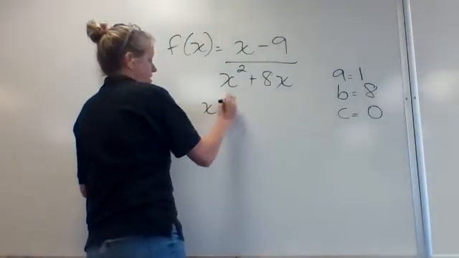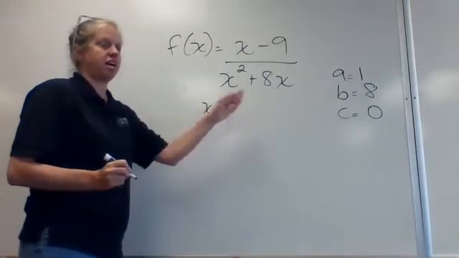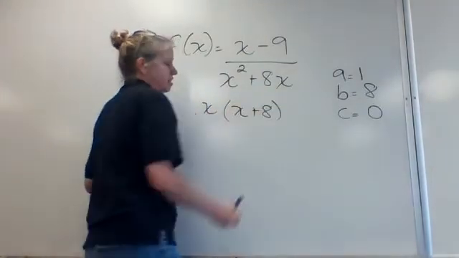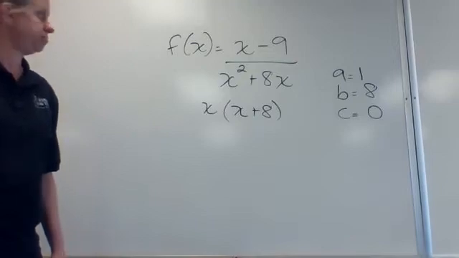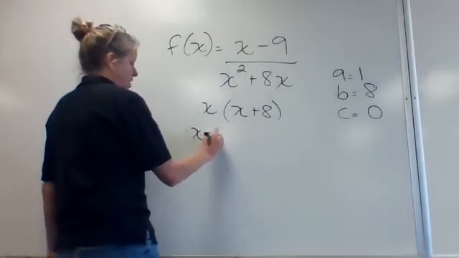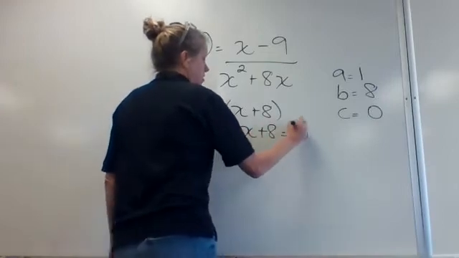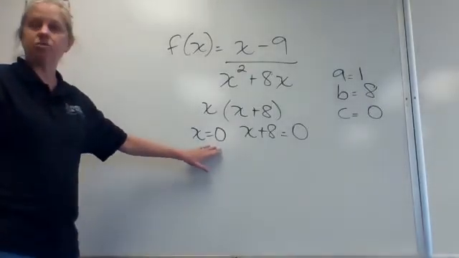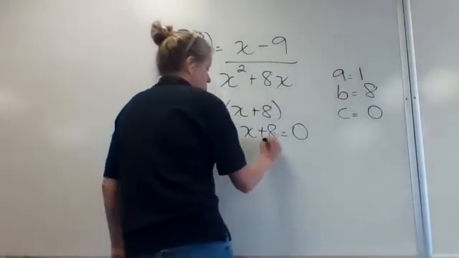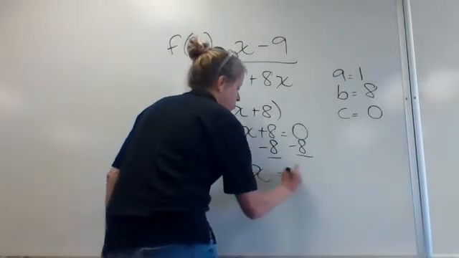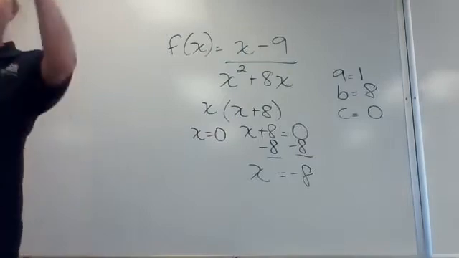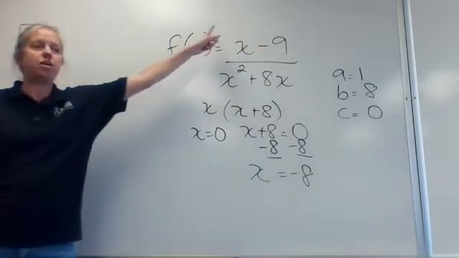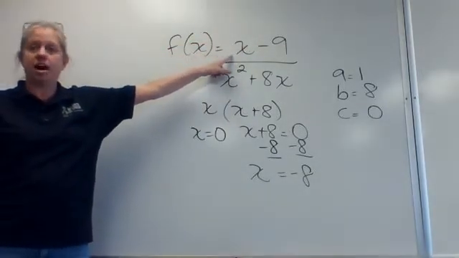Or I can just pull out the x to factor it, because it's got a common factor of x. If I pull an x out of each of those, I'm left with x plus 8. Set my two factors equal to 0. Solve them for x. So this one's already solved, x equals 0. This one I just need to subtract the 8 from both sides. So x equals -8. So those are going to be two vertical asymptotes this time, as long as neither one of these are also zeros of the numerator, which they're not.